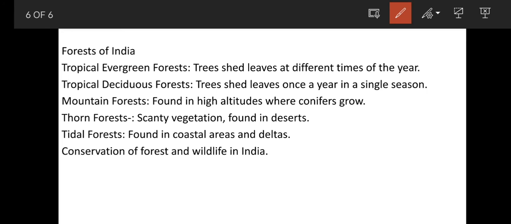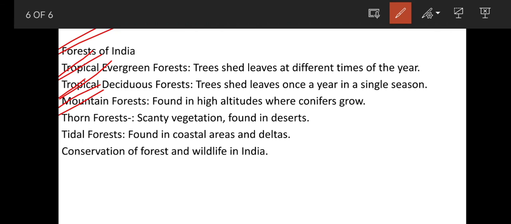So dear children, in this class we have discussed forests of India. Tropical evergreen forest: in tropical evergreen forest, trees shed leaves at different times of the year. That means the leaves of the trees fall down at different times of the year. They do not fall down together at once. Next, we have discussed tropical deciduous forest. In tropical deciduous forest, the trees shed leaves once a year in a single season. All the trees shed their leaves once a year. But in tropical evergreen forest, the trees do not shed their leaves together at once. They shed their leaves at different times of the year.